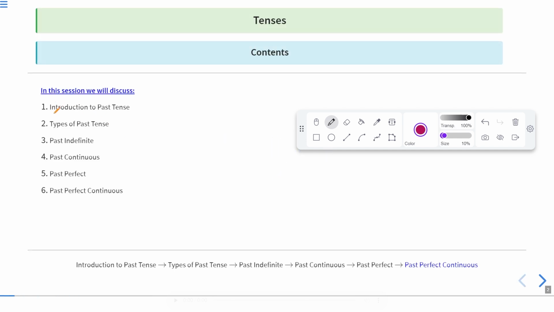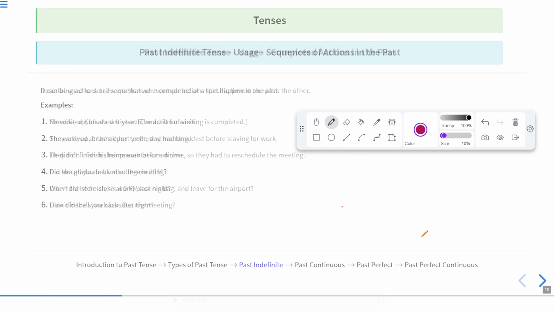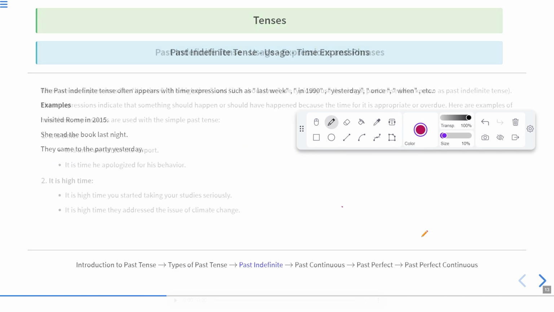In this session we have discussed the introduction of past tense, types of past tense, and past indefinite tense. So these three we have covered in this part of the tenses, and 4, 5, 6, that is past continuous, past perfect, and past perfect continuous, will be discussed in the next session. But here one more thing let me clear to you about past indefinite tense.